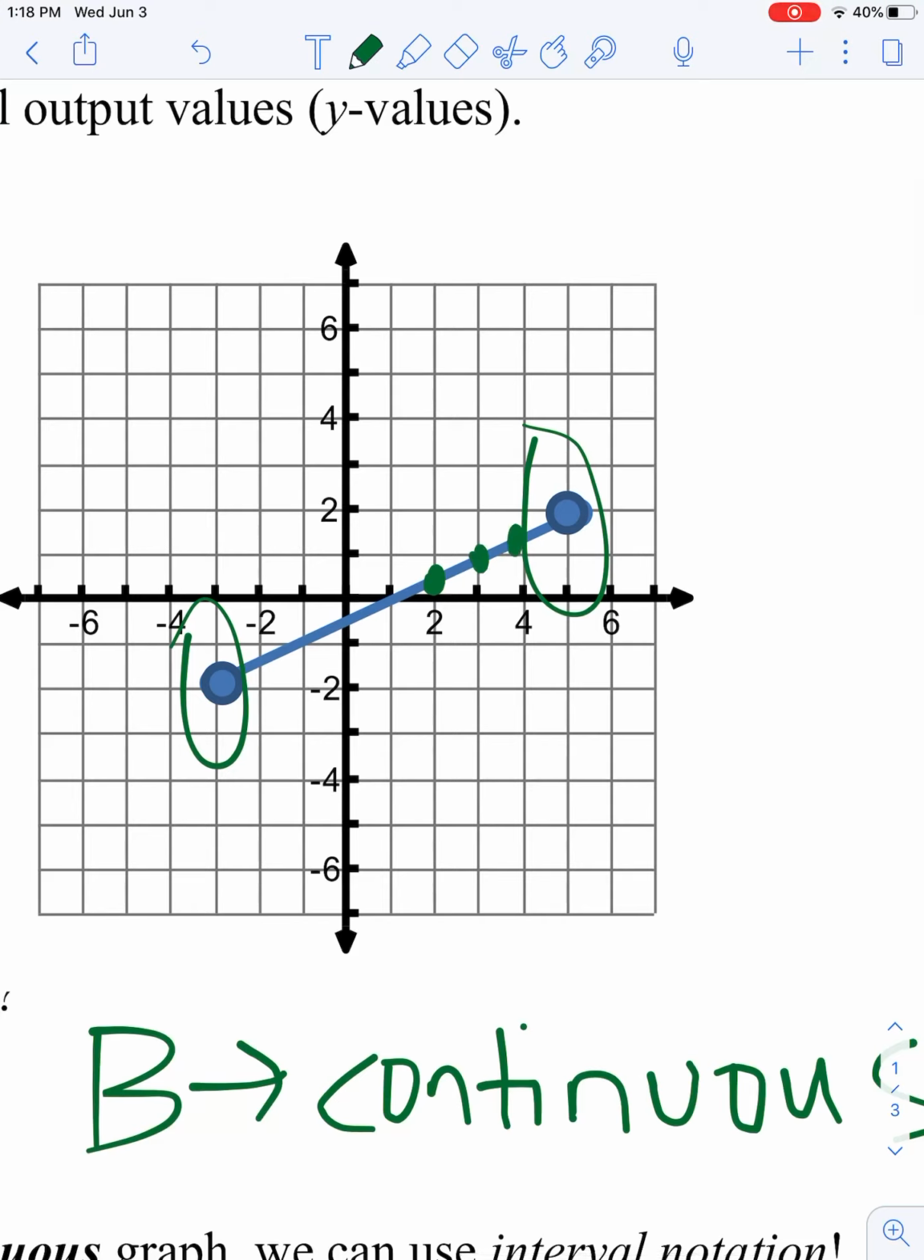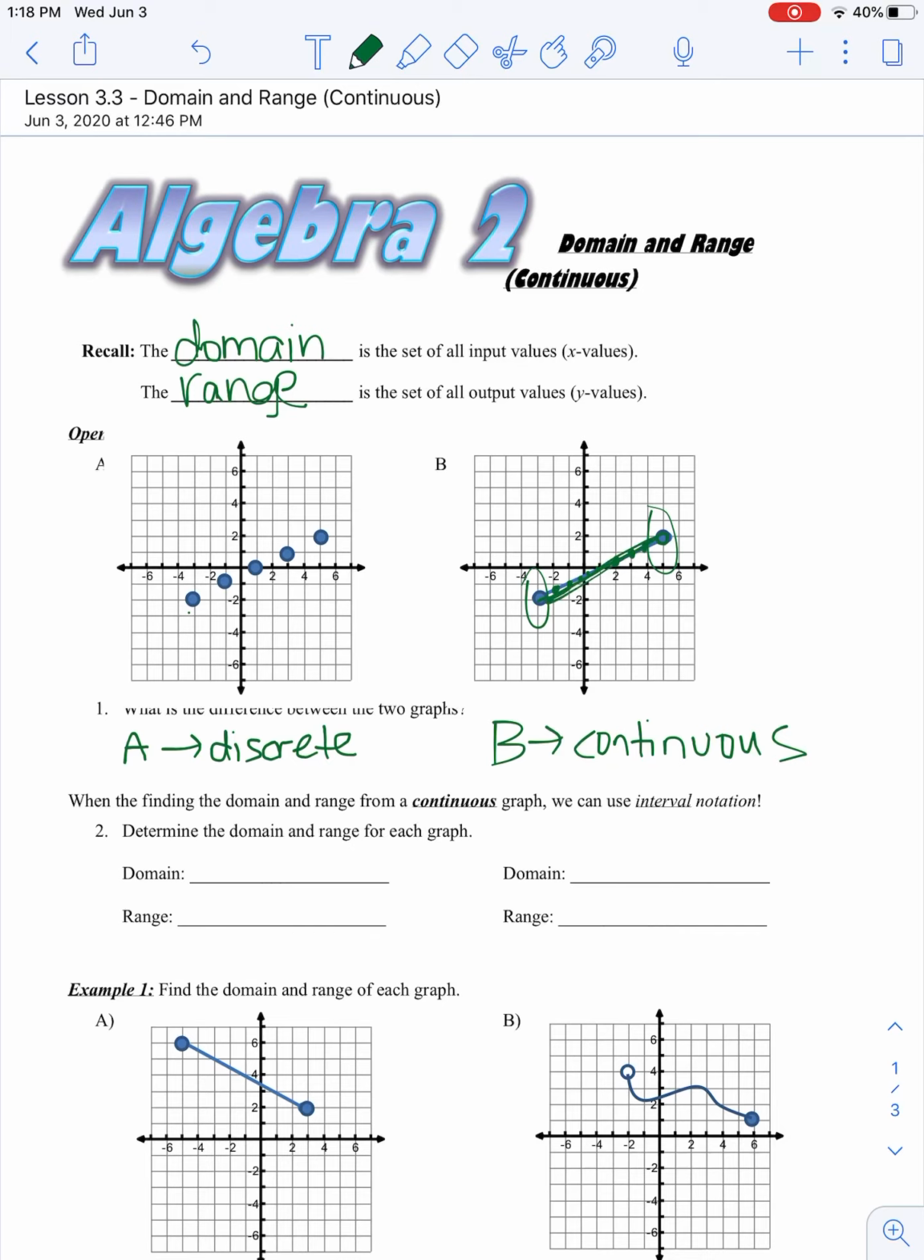So in this case, even though we see these two endpoints, really, if they're connected, there's infinitely many points in between. So the point here is that it's continuous if every value is connected, and in letter A, we just had 5 points. Here we have infinitely many, so it's not possible to list them all.